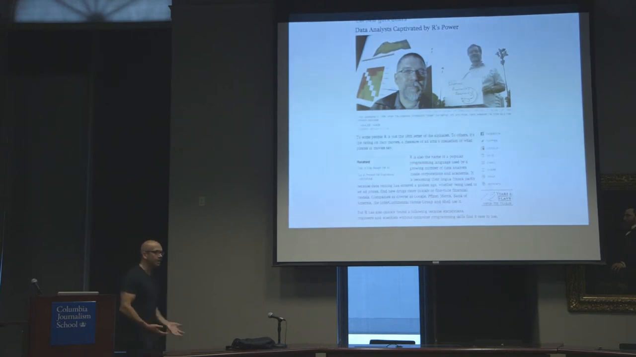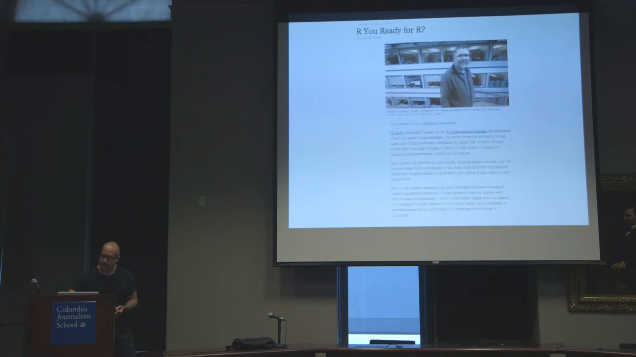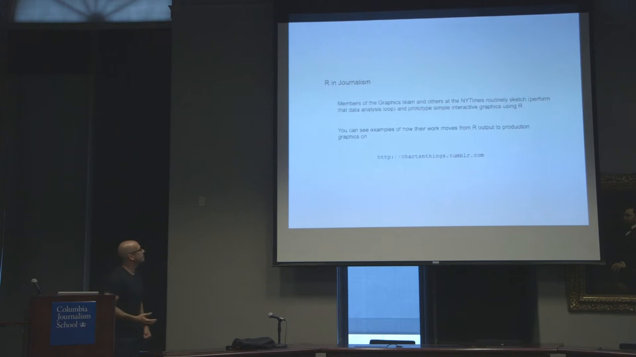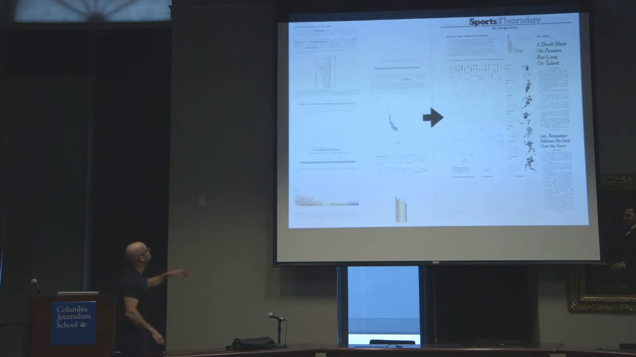Since that point, R has really taken off in terms of application areas. You find it in finance, in the social sciences, and among journalists. You can see the effects of R in journalism. The members of the graphics team at the New York Times have a great Tumblr if you want to follow how their sketches go from initial R work up to something published. You'll see a series of R output like tables, scatter plots, box plots, or bar plots. You won't see any pie charts here. Eventually it goes over to what appeared in the paper.